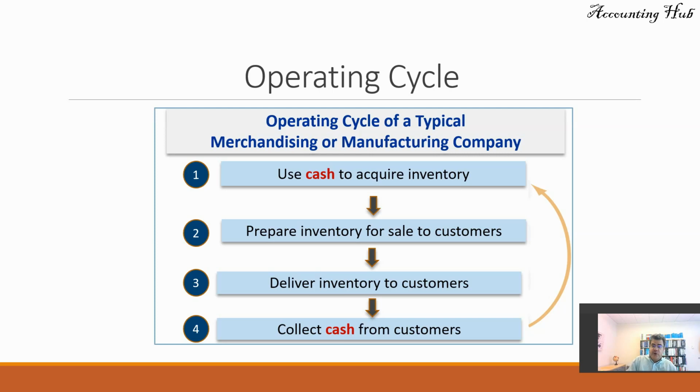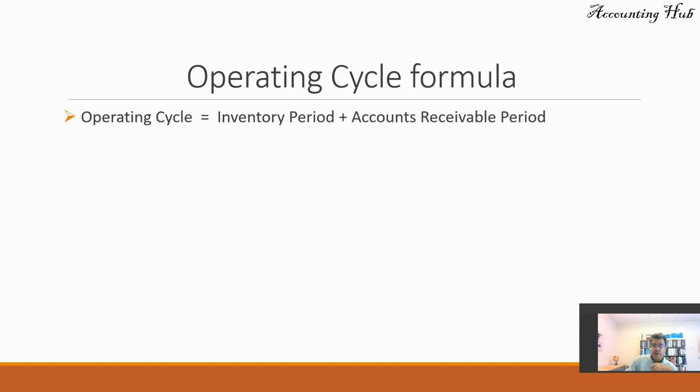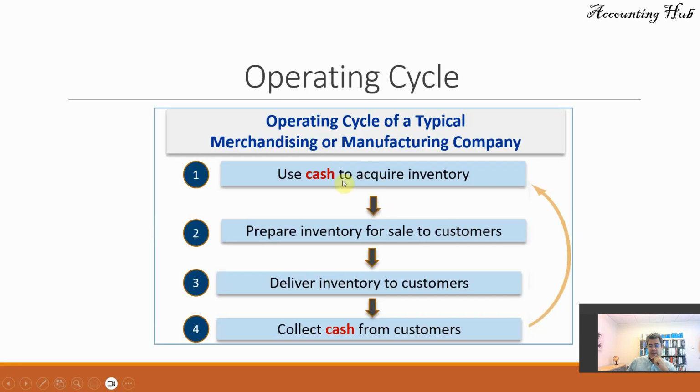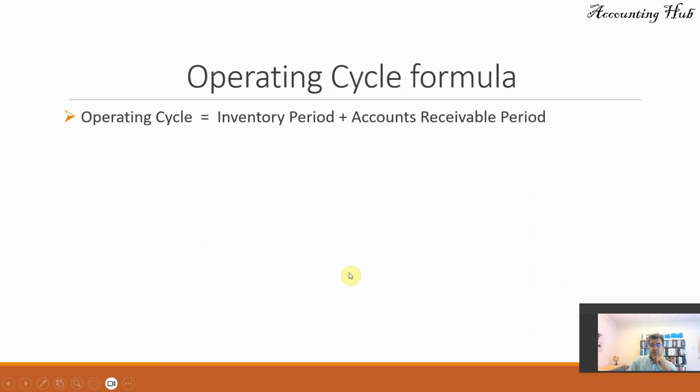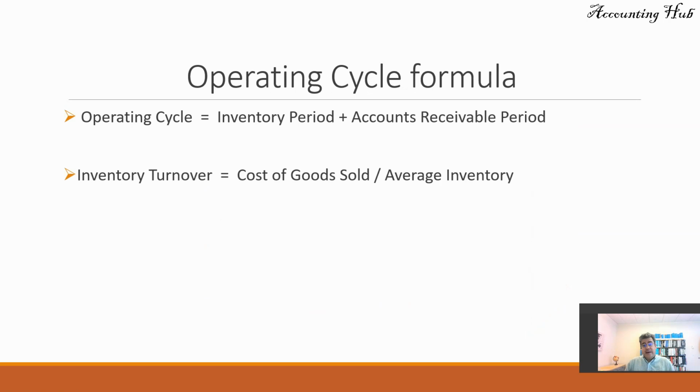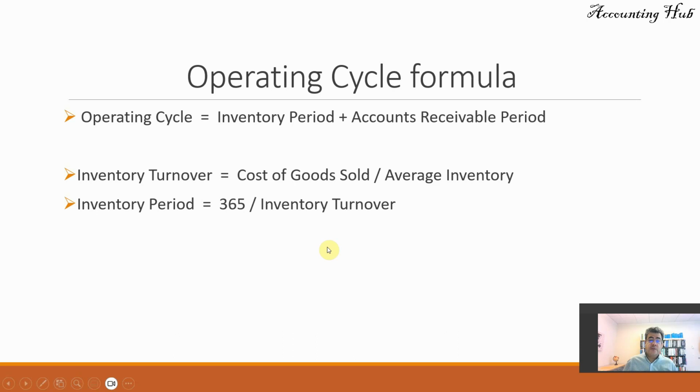And then what are the formulas to find it? So the formula is inventory period plus accounts receivable period. That is inventory period number 1 and 2, accounts receivable period number 3 and 4. However, how do we calculate inventory period? We have the turnover. Why do we have the turnover? Because inventory period is 365 divided by inventory turnover.